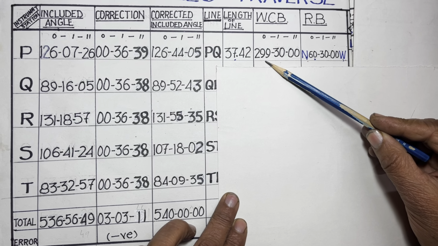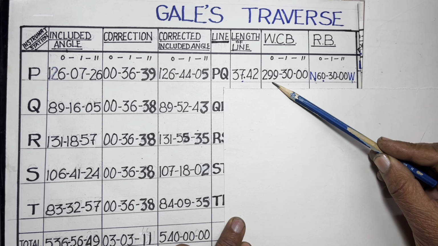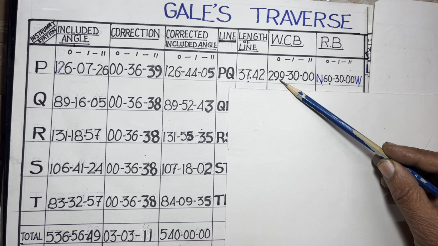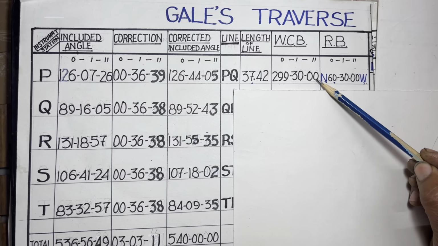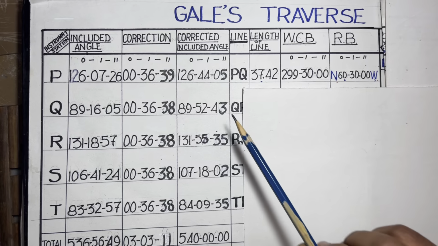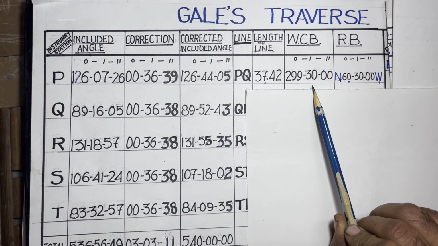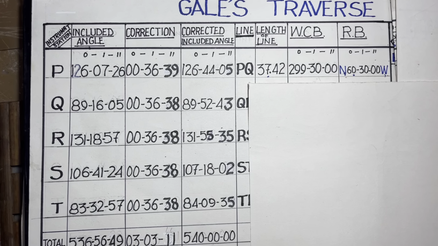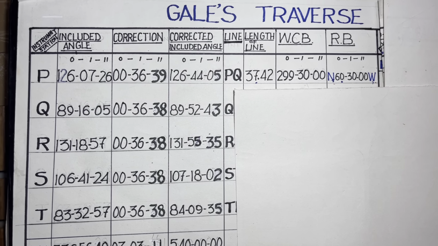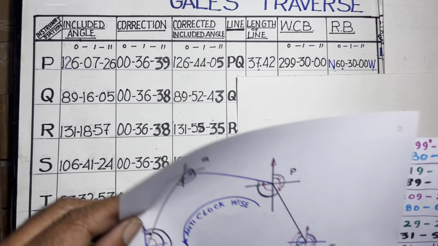And then we have observed in the field the bearing of line PQ. This is the forebearing of the line PQ that is observed with the help of a prismatic compass, equal to 299 degrees, 30 minutes and 0 seconds. From the included angles and bearing of the line, we have to calculate the bearings of other lines. As you know very well, we did this homework or practice in the compass survey. So for that, we are going to repeat the same.